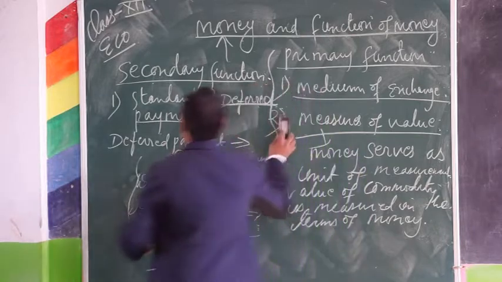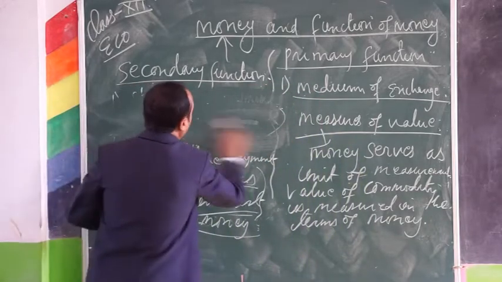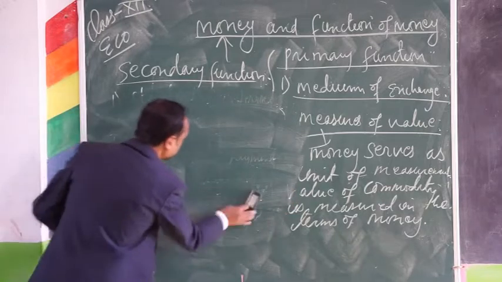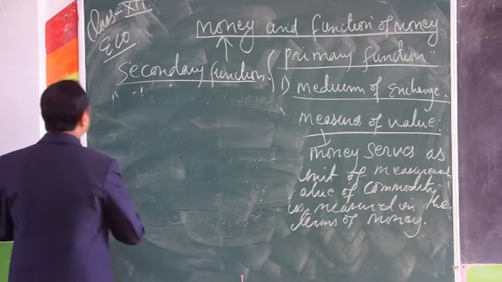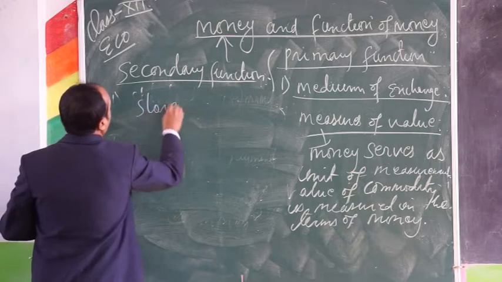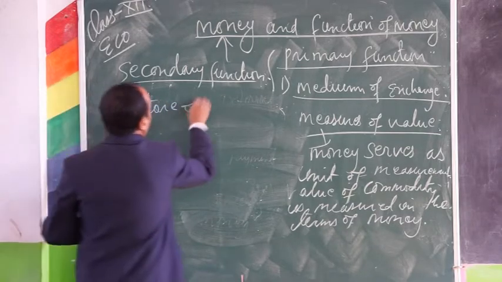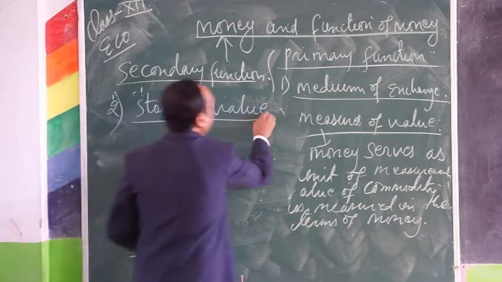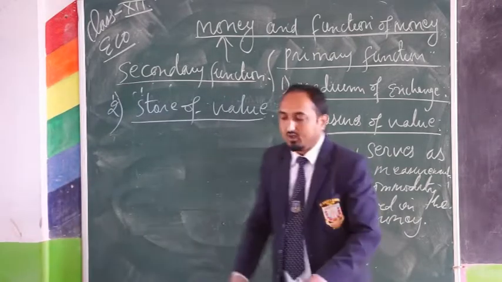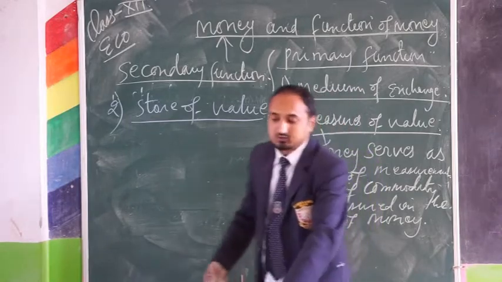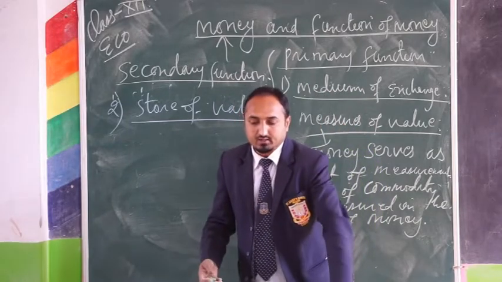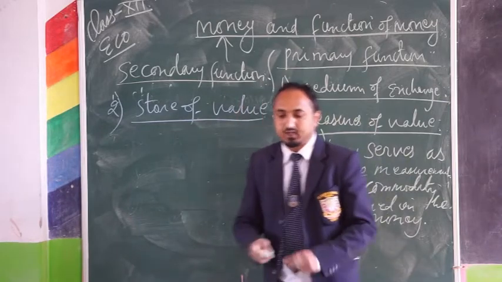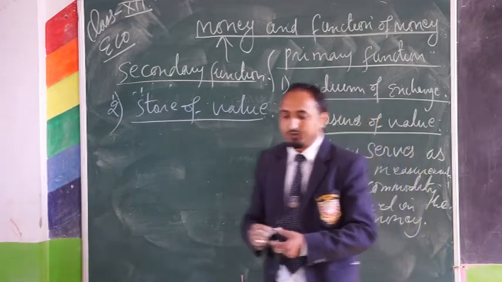Now the next function we have is store of value. Store of value is the secondary function of money. So lastly we can say that money also serves as the store of value. People can keep their wealth in the form of money.